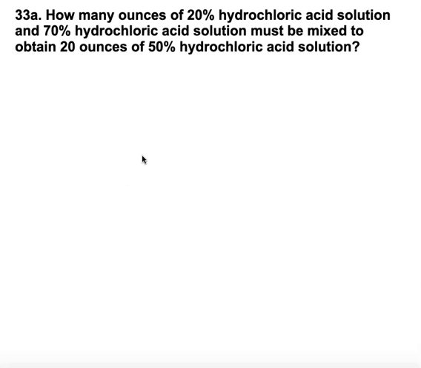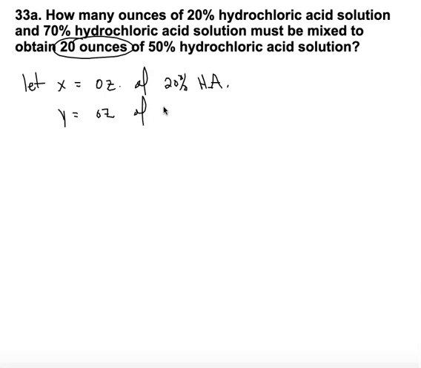So, how many ounces? I have 20 ounces altogether. So I'm going to let X equal the ounces of the 20% HA, hydrochloric acid. And I'm going to let Y equal the ounces of the 70% hydrochloric acid. All right, so I don't know how many ounces of each. All I know is I'm going to put them together into another cup, and I'm going to have a total of 20 ounces. So with that, my first equation is going to read that the ounces of the 20% plus the ounces of the 70% will give me a total of 20 ounces.